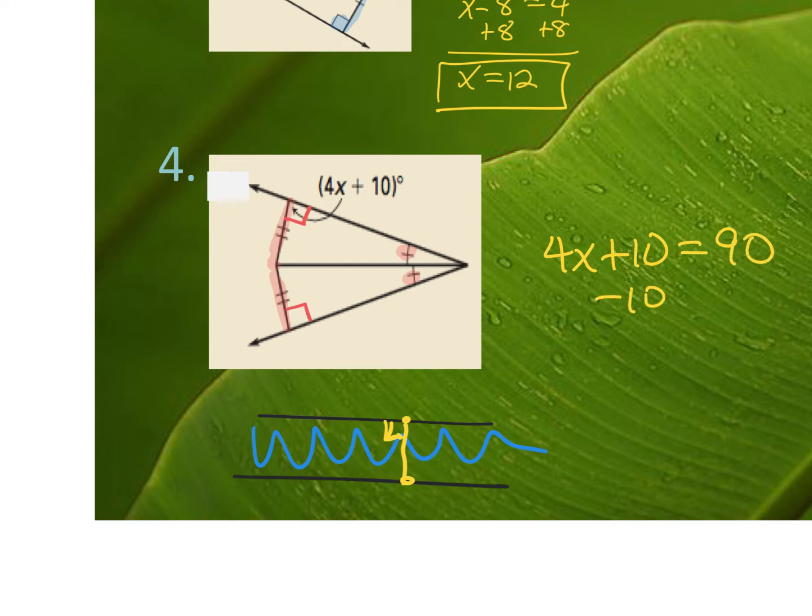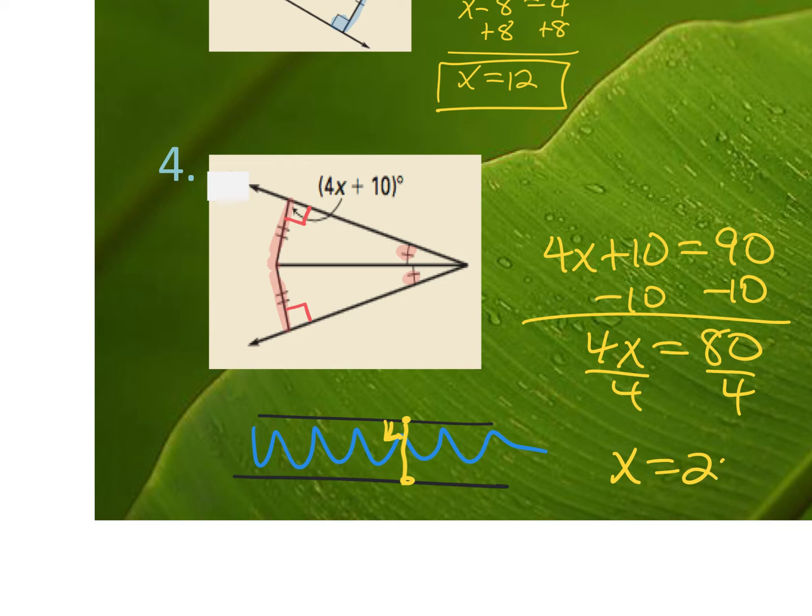Subtract 10. 4x equals 80. Divide by 4, and x equals 20. I'm done. If I were to plug it back in, I should be getting 90 for that value. If I don't, I've done something wrong.